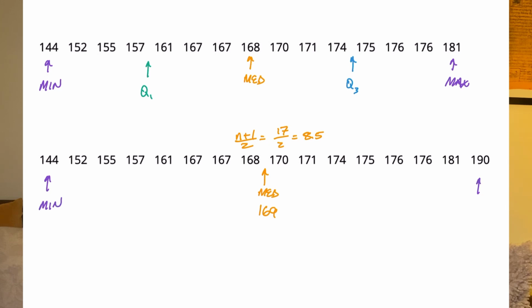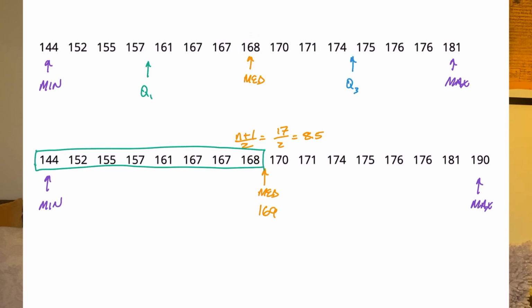Here is our minimum. Here is our max. And now when we're trying to find our quartiles, we want to find what is the middle of this chunk right here. So notice we're not going to be using the actual 168 like we did up here. We're kind of in between here.